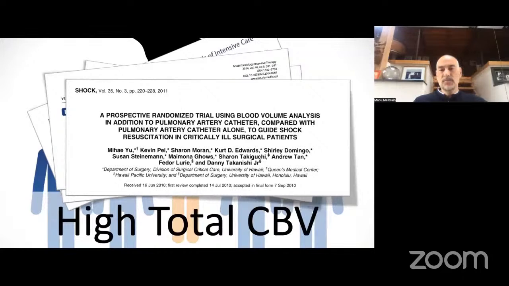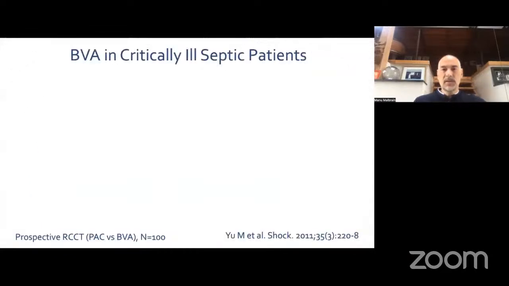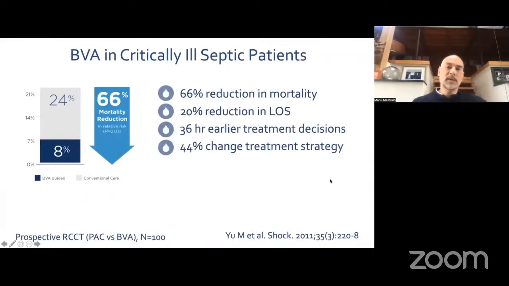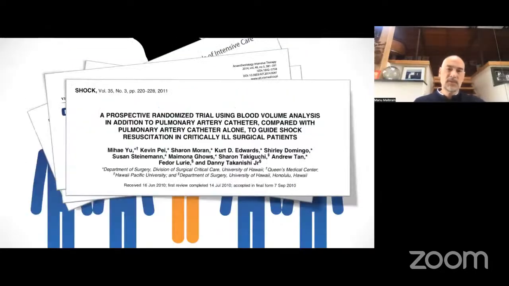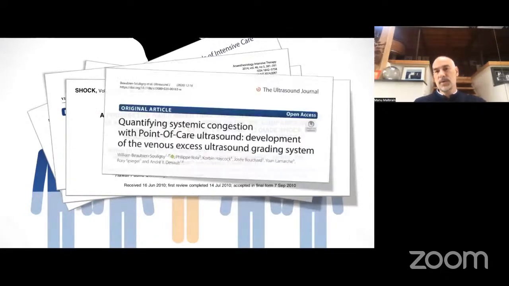So what about this isotope dilution techniques? From one study in septic patients where they calculated circulating blood volume, it was shown that patients treated with this technology received less fluids. There was also reduction in length of stay and mortality. So this again seems promising and may come close to true circulating blood volume.